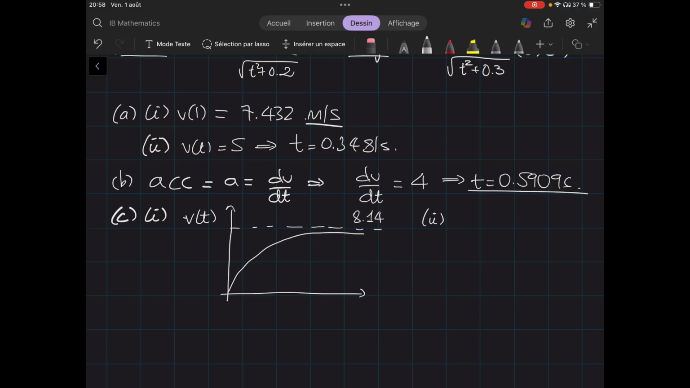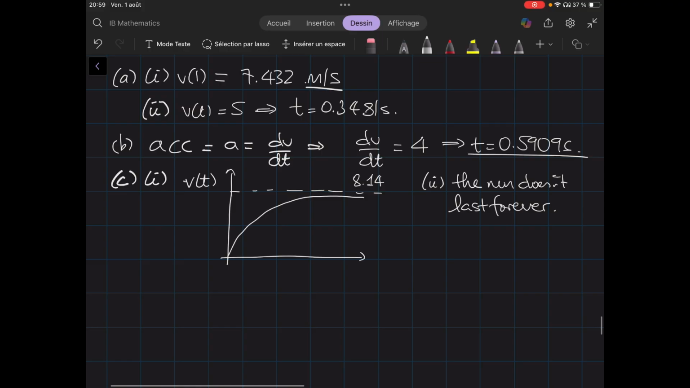C2. State a reason why the value in part C1 is not valid. Well, because the run doesn't last forever. They only race for 30 seconds, a minute max, so you will never get to the limit that you just found in C1. Part D is where the fun is.